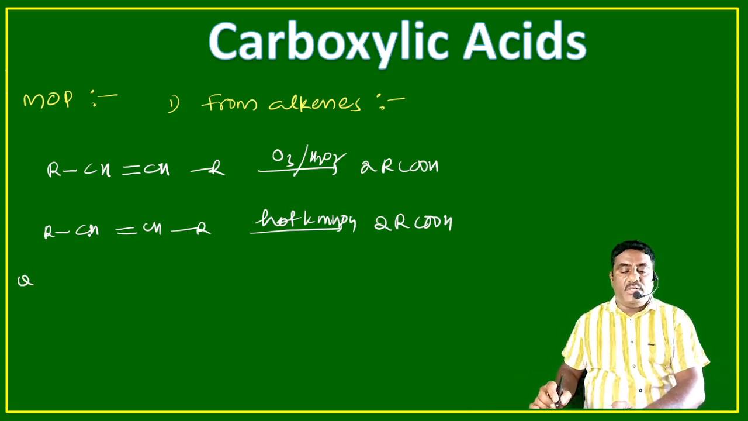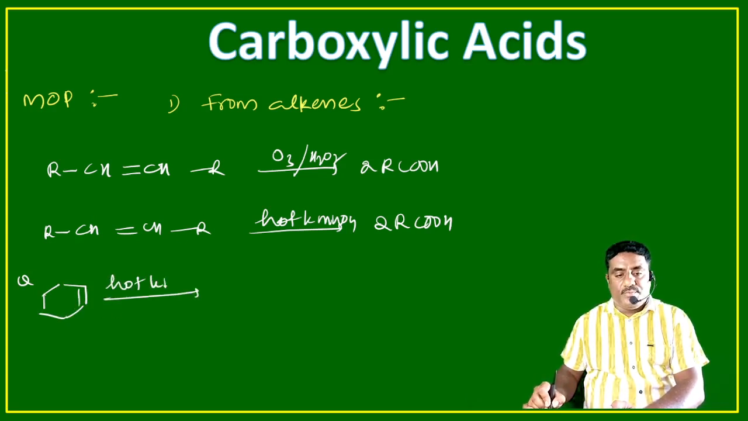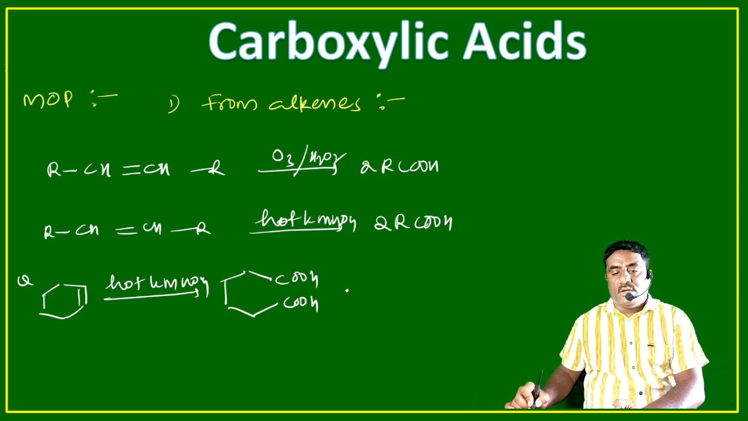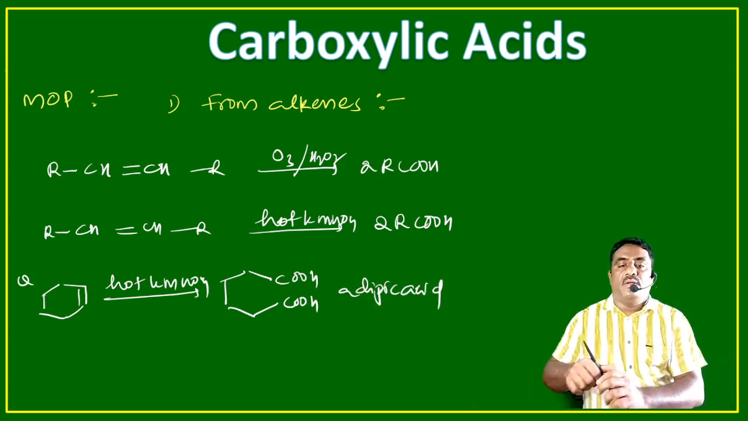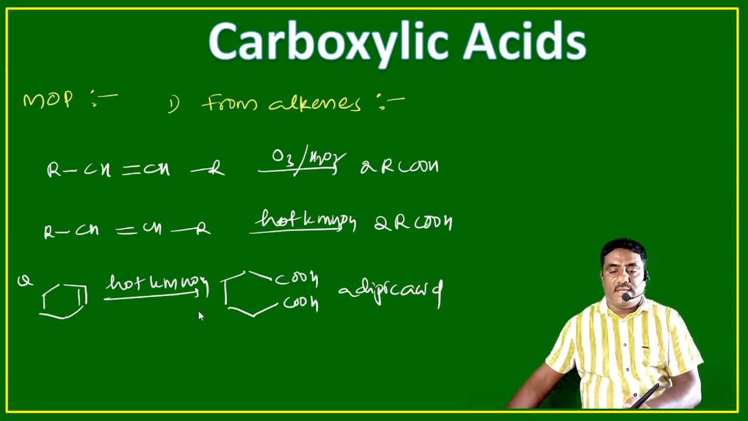For example, if I am taking cyclohexene in presence of hot KMnO4 solution, what is the product? So the breaking of double bond forms a carboxylic acid, it is adipic acid, COOH, COOH. This is from alkenes to carboxylic acid.